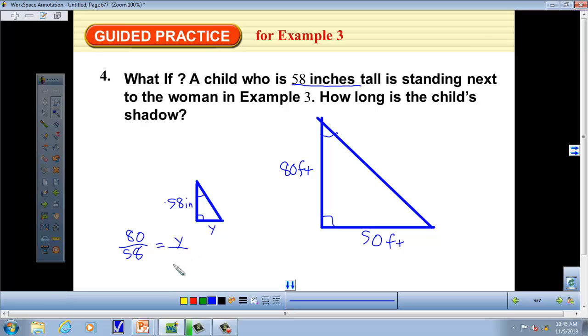We'll say y. Sorry. If we do 80 over 58, we have to do 50 over y. So it's big to small, big to small. Okay? We get 80y is equal to 58 times 50.